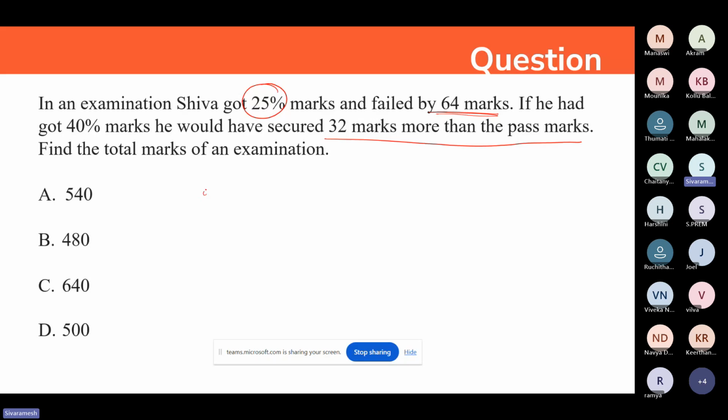Let's say you got 25% marks. When you get 25% in an examination, still you failed by 64 marks. I mention it as minus, because if you would have got those 64 marks, I can surely say that you would have passed, correct? But you got 25% and still failed by 64 marks. So what you did is later you studied well.